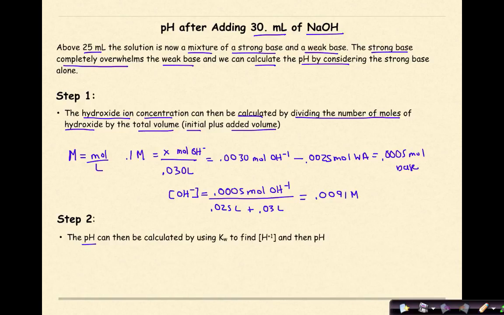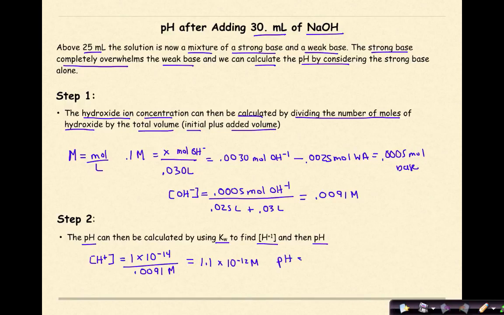The pH can then be calculated using Kw to find the hydrogen ion concentration and then pH. So I know hydrogen ion concentration times hydroxide ion concentration is going to equal my Kw. So my hydrogen ion concentration is going to equal 1 times 10 to the negative 14 over 0.0091 molar, because that's the molarity of my hydroxide ion. And if I work that out, it's 1.1 times 10 to the negative 12 molar.